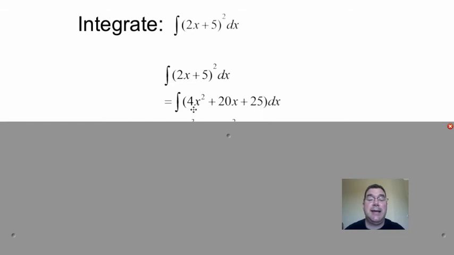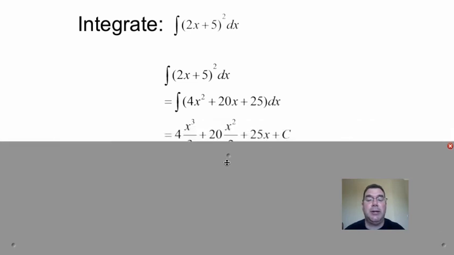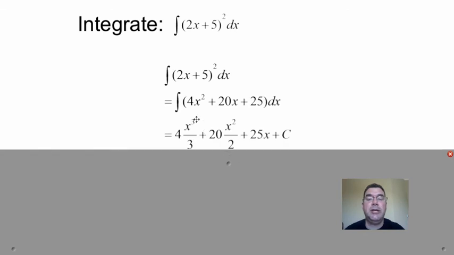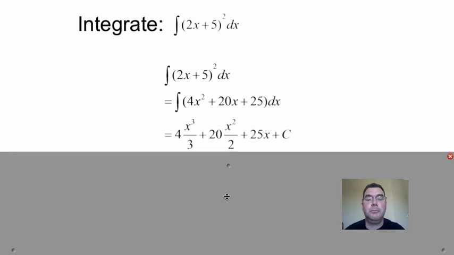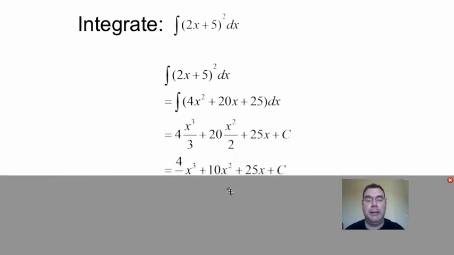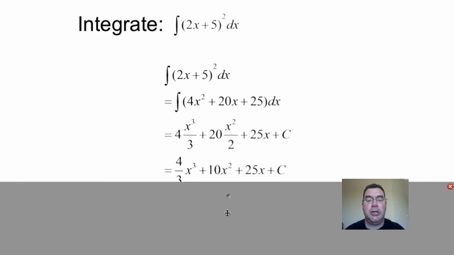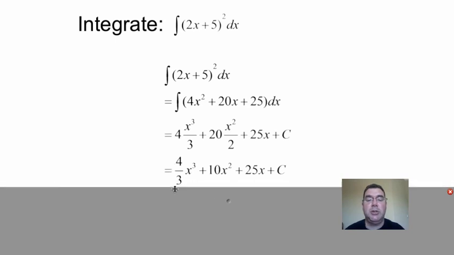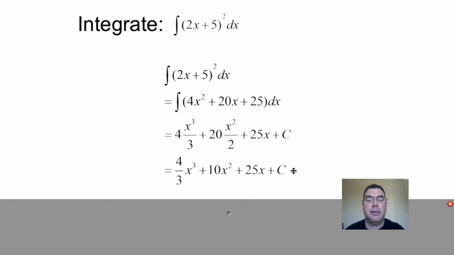There is a property that says I can anti-differentiate each one of these separately and add those together. So that was one of the properties we talked about in an earlier video. So the antiderivative of 4x squared is 4 times x cubed over 3. The antiderivative of 20x is 20 times x squared over 2, and the antiderivative of 25 is 25x, and I'm not forgetting my plus c. All right, and if I simplify that a little bit, just making the fractions look a little nicer, that gives me 4/3 x cubed plus 10x squared plus 25x plus c.